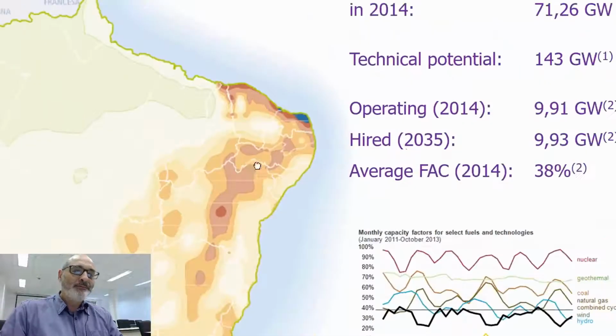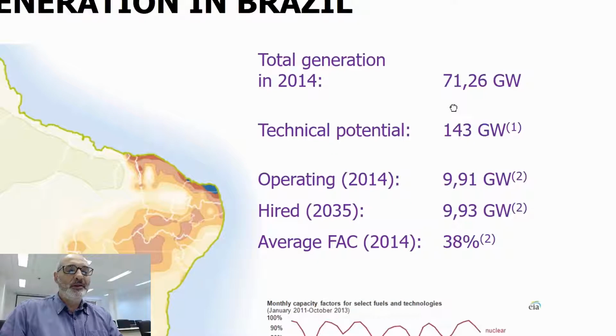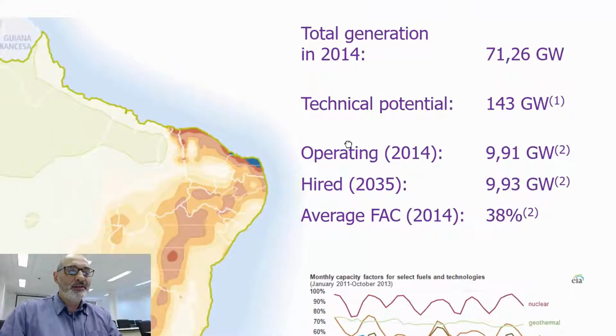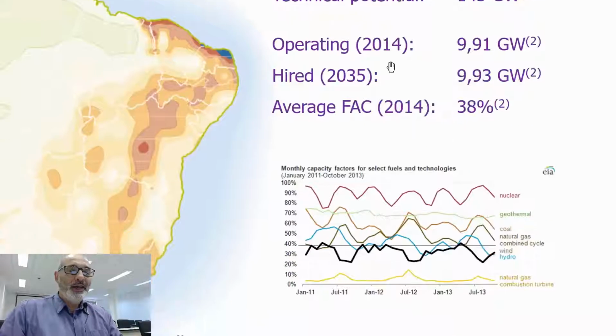Let's just see some numbers. The total potential generation is 71 gigawatts, so it's very high. The potential is 143. In 2014, we had only almost 10 gigawatts installed, and another 10 gigawatts contracted up to 2023.